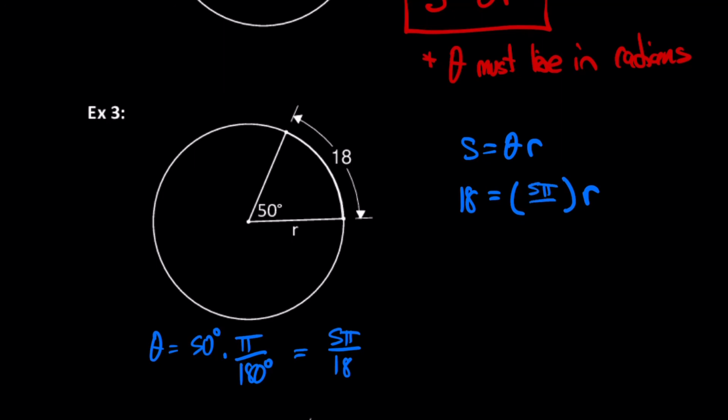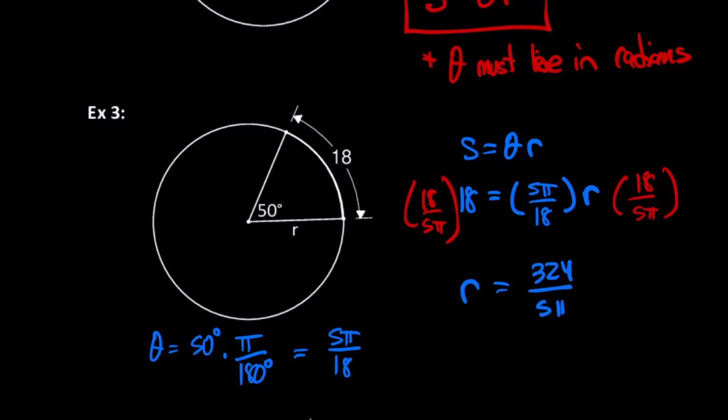5 pi over 18. To solve for r, I simply need to multiply by the reciprocal. So let's multiply both sides by 18 over 5 pi. And what does that give me? Let's see, 18 times 18, I got to look that one up, is 324 over 5 pi. So that would be my radius. If this is calc inactive, I just leave it like that. There's my exact answer. If I want it to nearest tenth or something, obviously you can just throw that into the calculator.